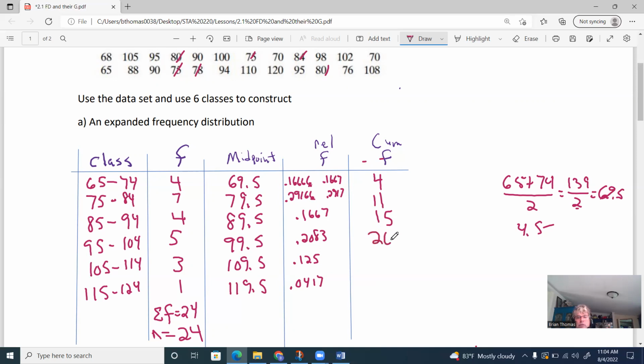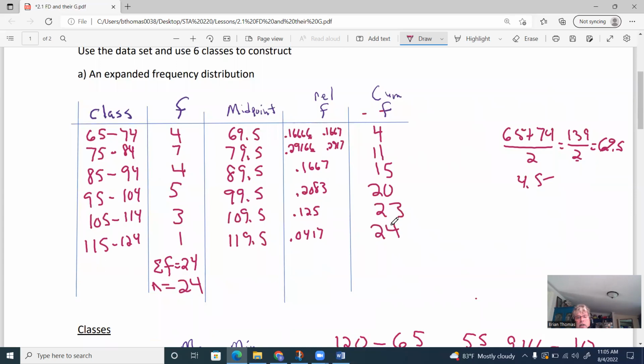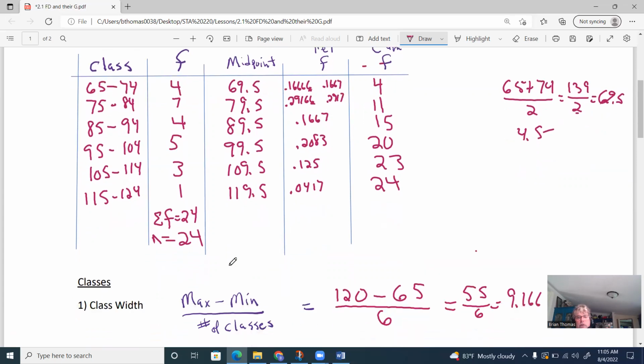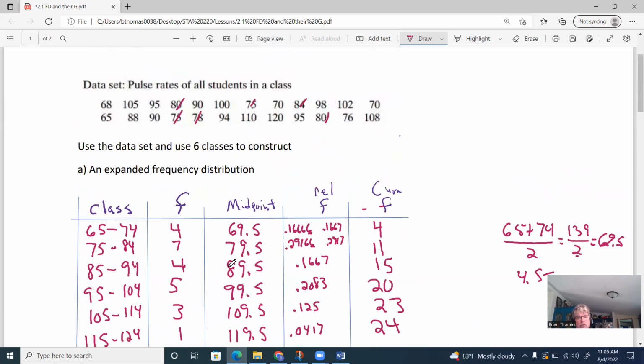That's going to be my cumulative frequency. They just keep adding up. So 3 added to the 20 would be 23. And then the 1 added to the 23 will give me 24. In cumulative frequency, it has to add up to the sum of frequencies, or n. It's got to be the sample size. So keep that in mind. You've done it right if your 24 matches up with the sample size, or the summation of the frequencies altogether. So that completes how we do the frequency distribution.